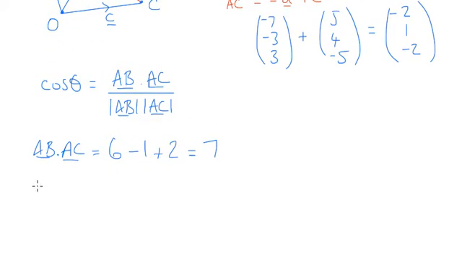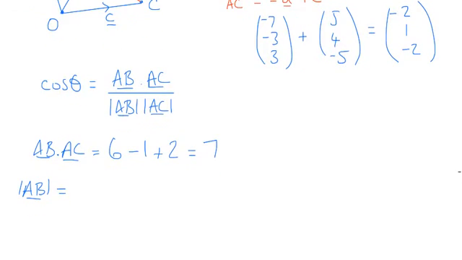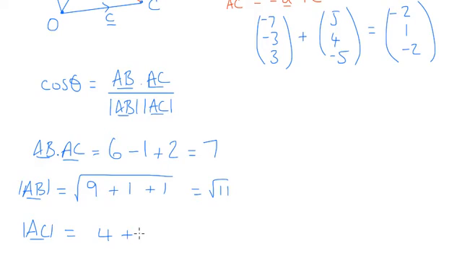And the magnitudes. Magnitude of A to B, I call it the 3D Pythagoras. Square each term, add them up and square root. So we've got 3 squared is 9, 1 squared is 1, and 1 squared is 1. So it is root 11. And A to C is 2 squared, 1 squared, and 2 squared. So that's root 9.